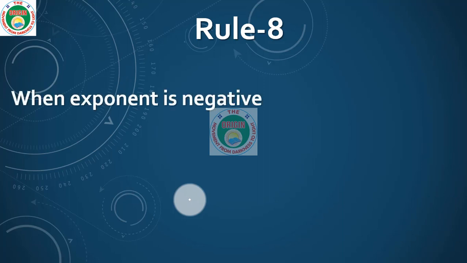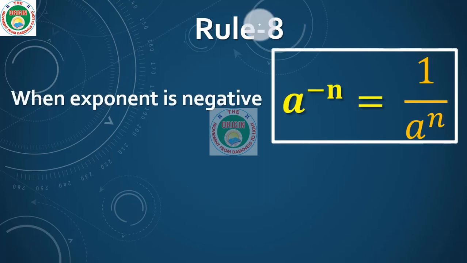When the exponent is negative, that is a power minus n, this is the exponent and this is the base. In that case, write that expression as 1 by a power n. That is, 1 is the numerator and a power n is the denominator. Look at this, it's a very important one. 1 is the numerator and a power n is the denominator.